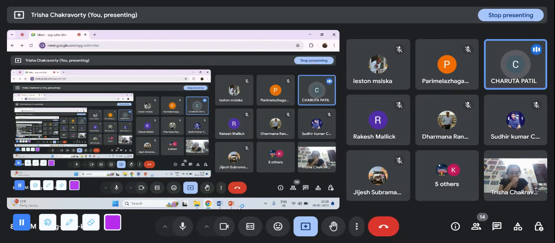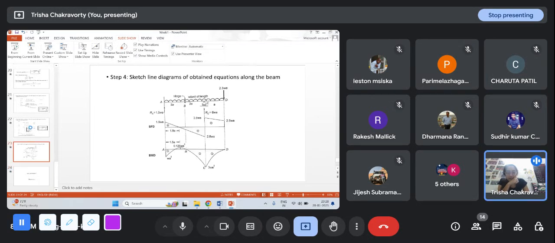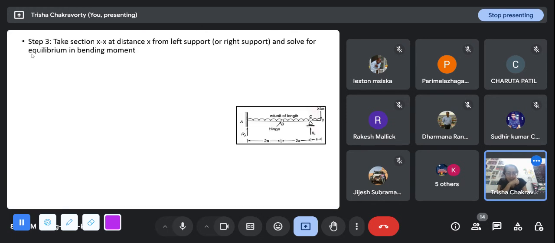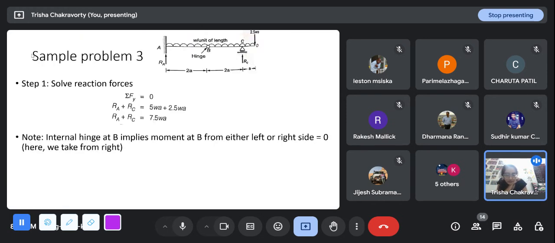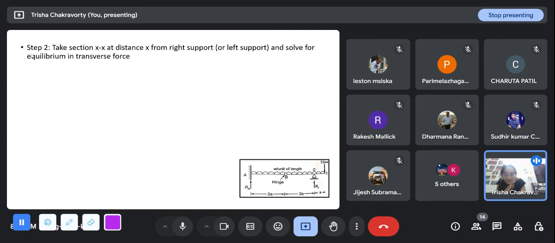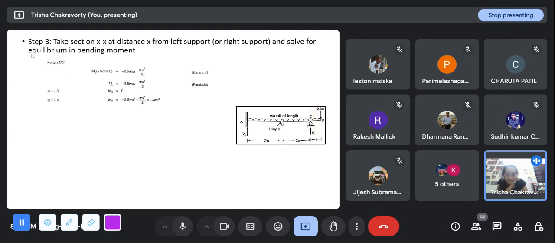Ma'am, if there is any moment at the mid portion of the beam, then how can we solve it? Okay, so if there is a concentrated moment at any point, you are going to approach it in the same way. You are going to solve the reaction forces, and for the bending moment diagram, suppose there is a concentrated moment at this point.